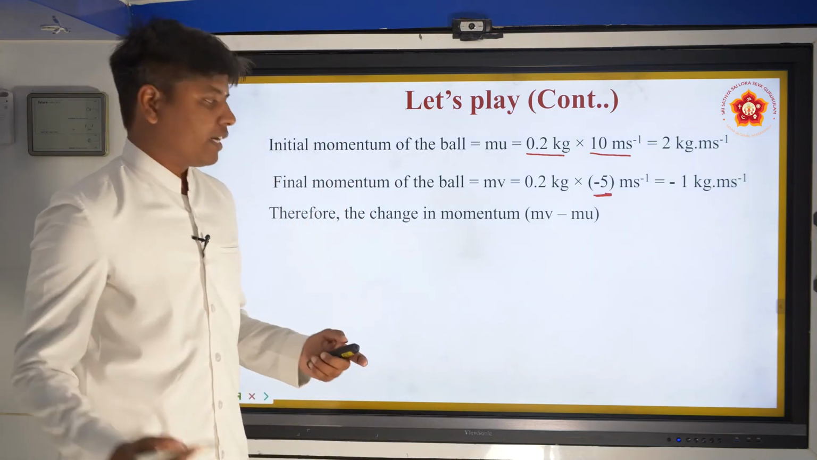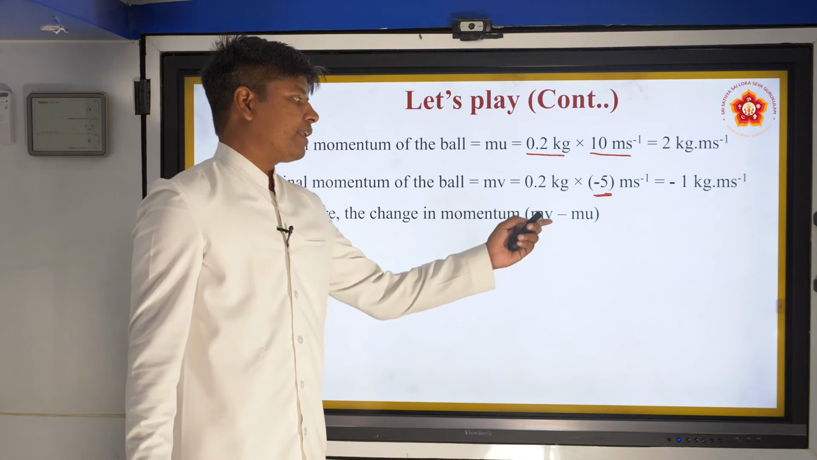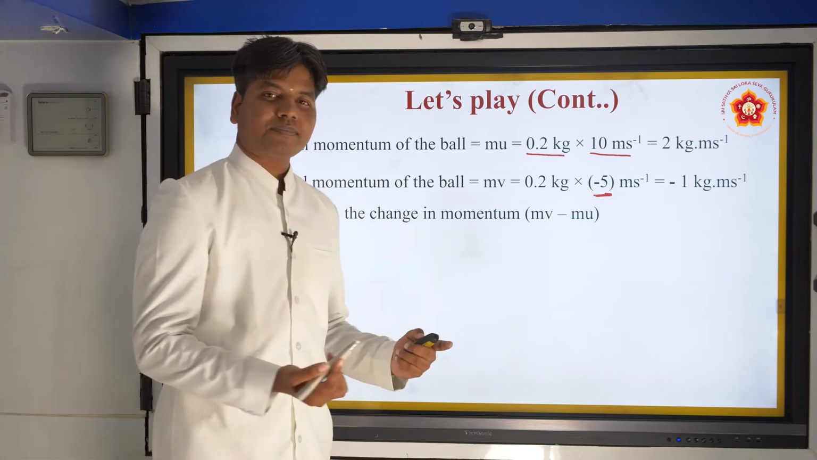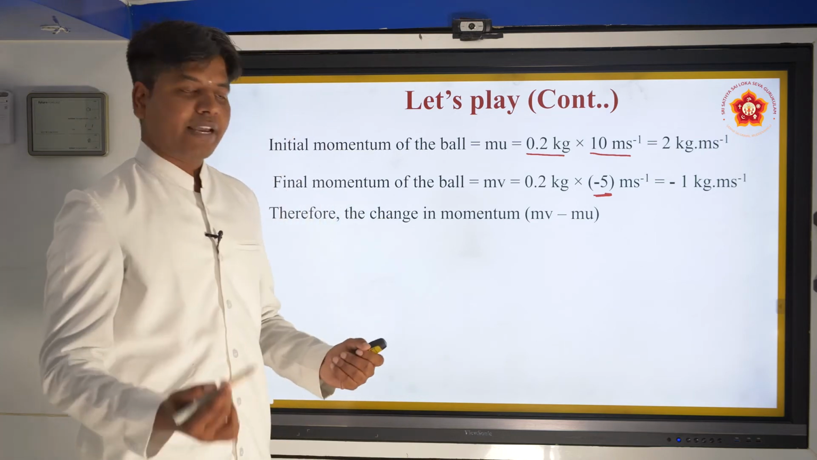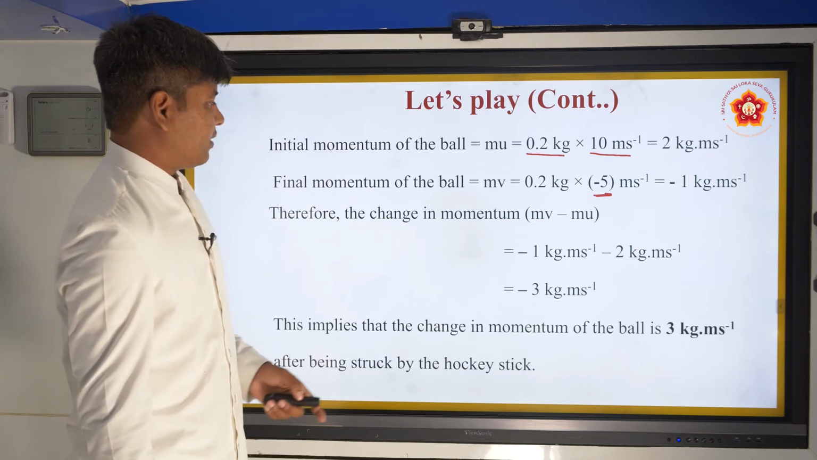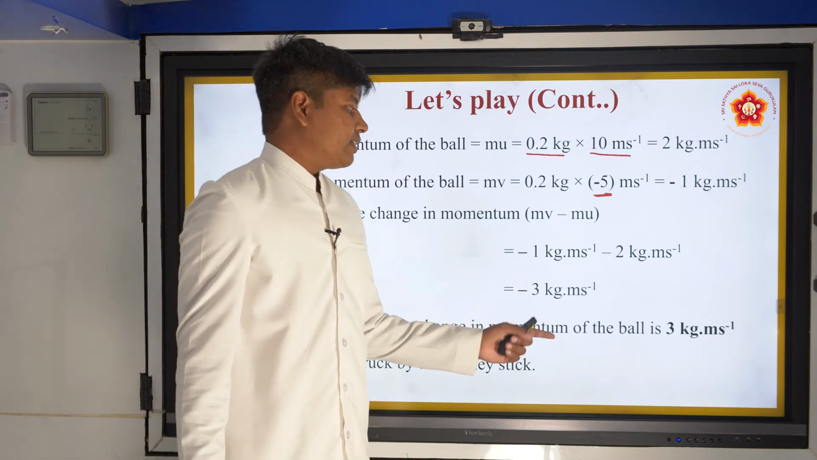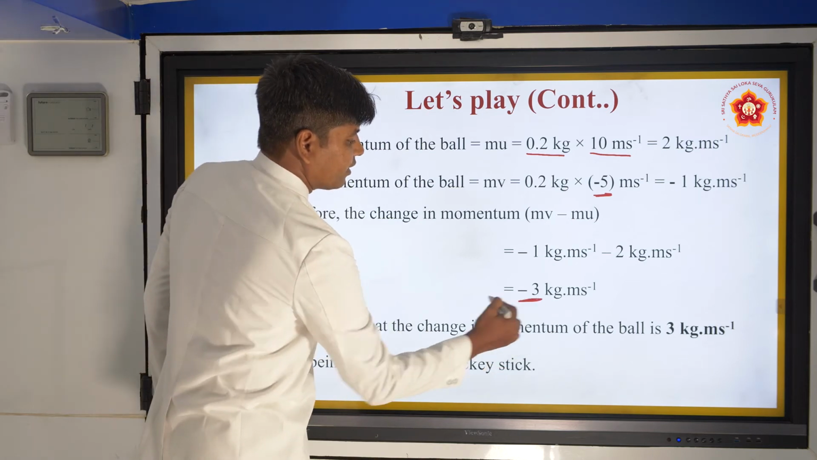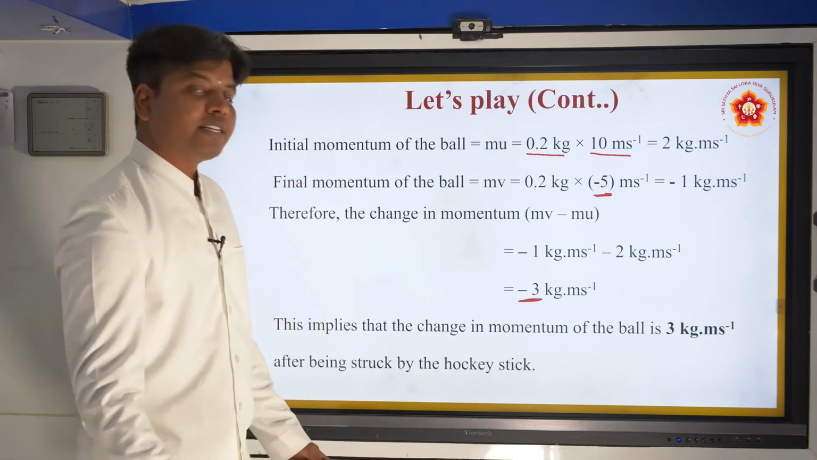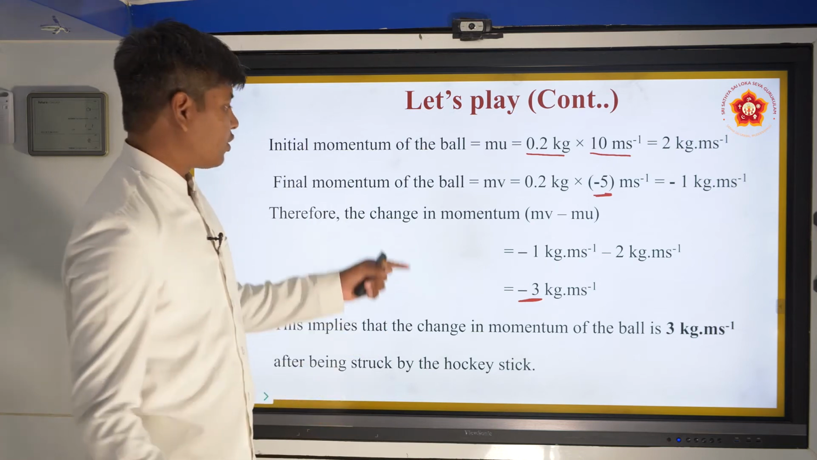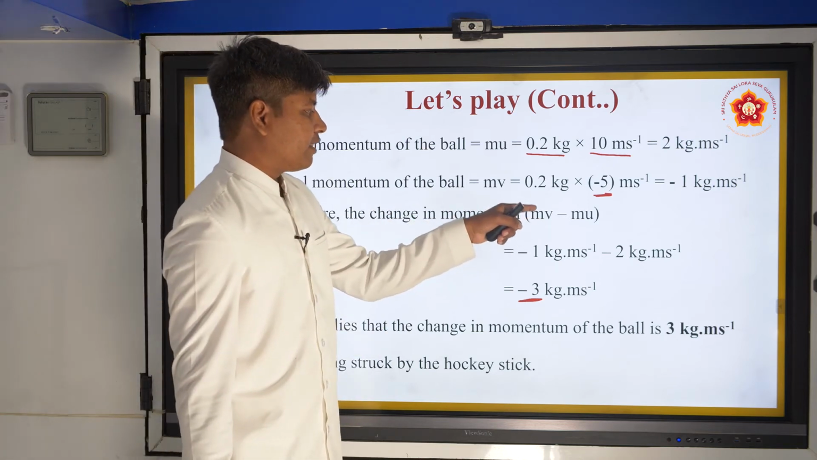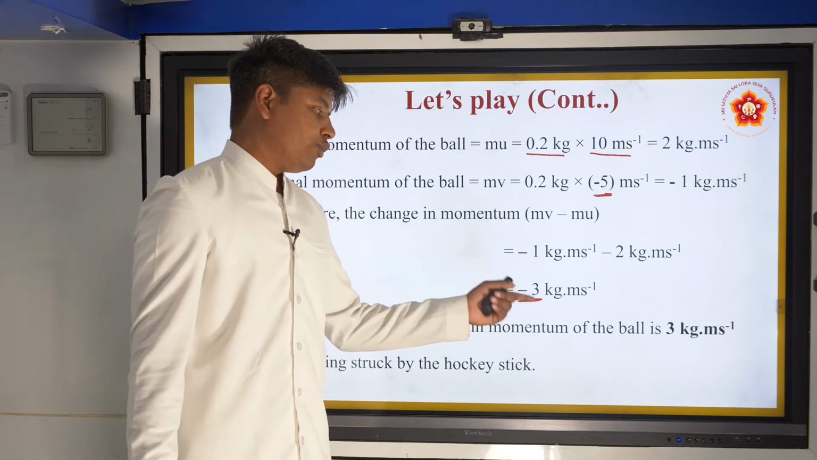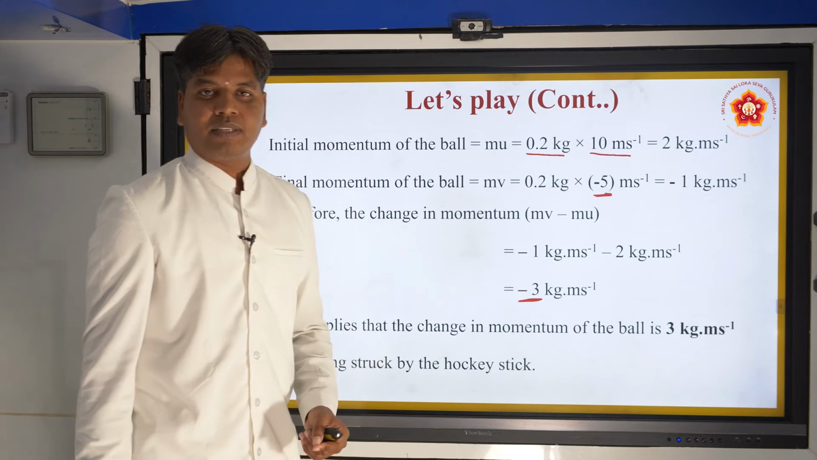Therefore the change in momentum, mv, is final momentum minus initial momentum. You can also take initial momentum minus final momentum, because it is just a magnitude we are going to calculate. That is equal to minus 1 kg meter per second minus 2 kg meter per second. It gives you minus 3 kg meter per second. So minus 3 kg meter per second, it is being changed. It depends on which momentum you are taking first, either final or initial. If you take the initial momentum first, it will come as 3 kg meter per second.